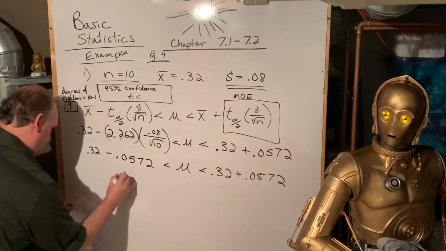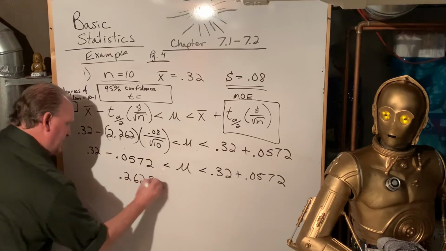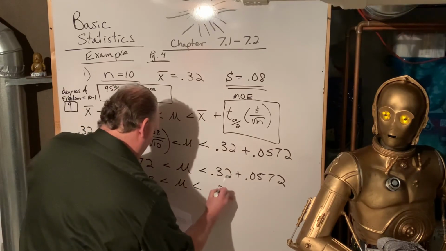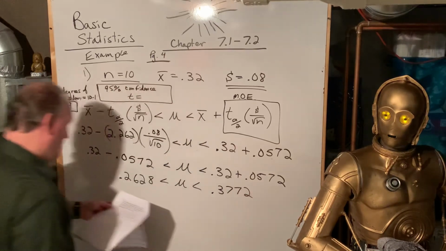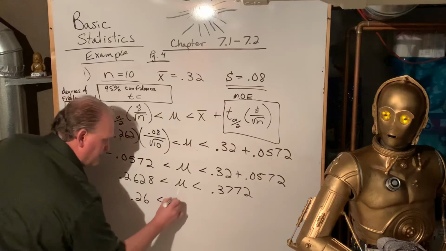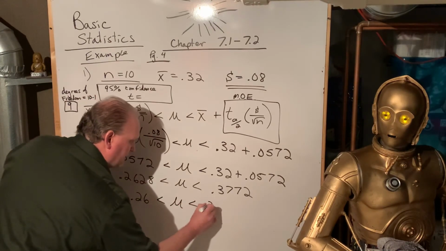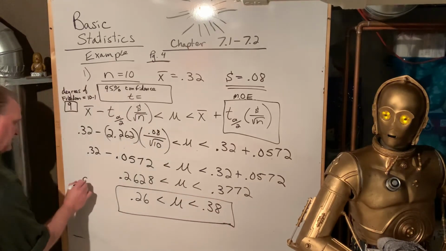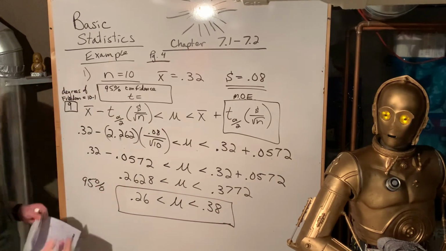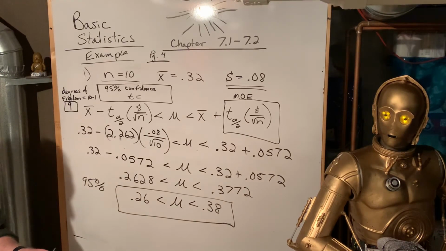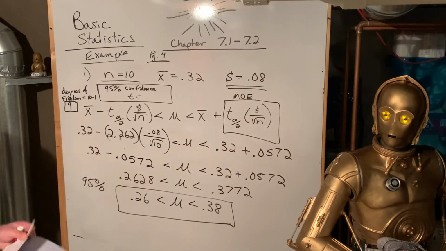So this is 0.2628, which is less than mu, which is less than 0.3772. And so if we round to the hundredths place here, our 95% confidence interval would be 0.26 to 0.38 for the amount of tread left, the average amount of tread left on a tire.